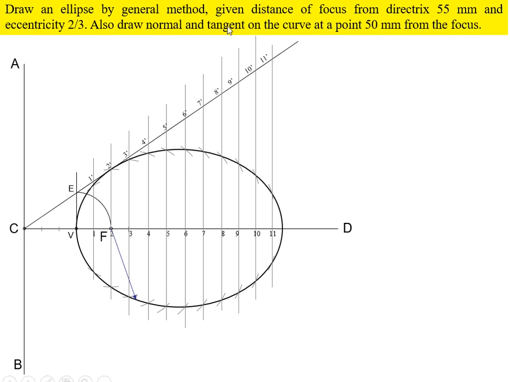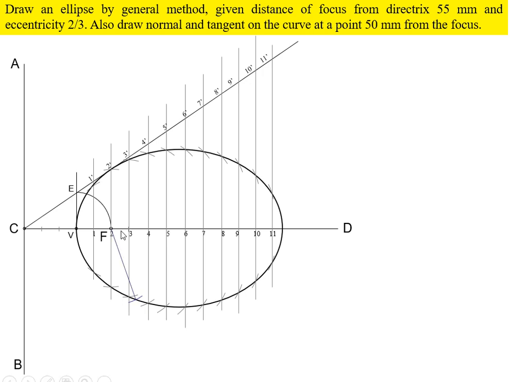Next, also draw the normal and tangent at a point 50 mm from the focus. So take a radius of 50 mm and center point F, and cut one arc on this side. Mark a point here and join it with a straight line.